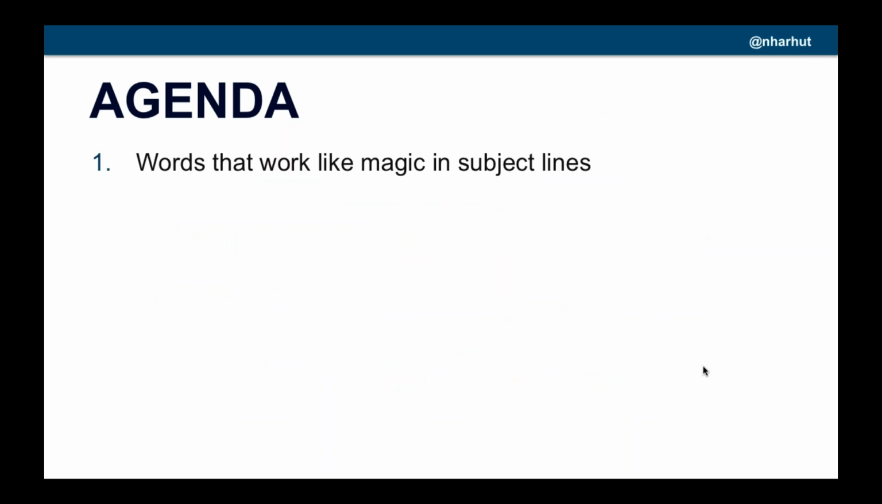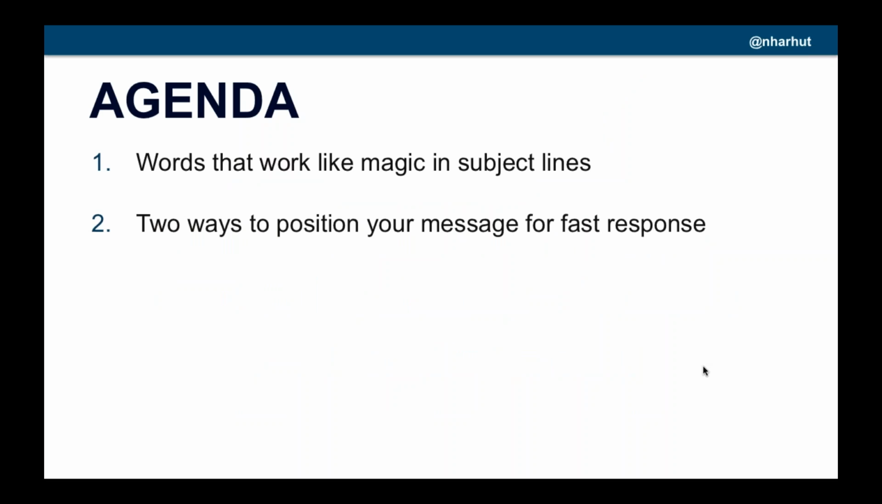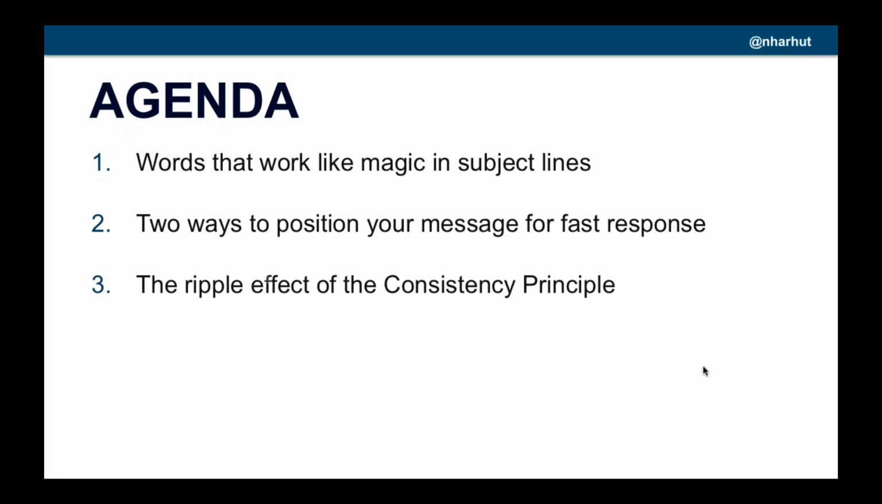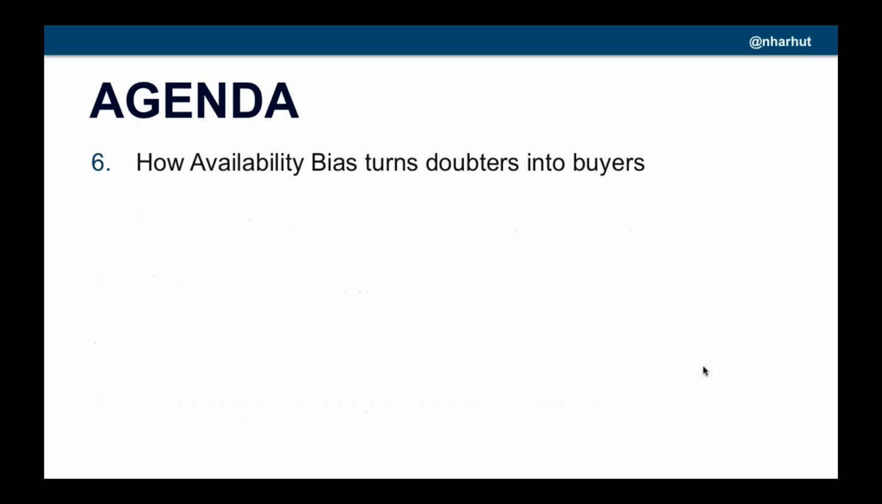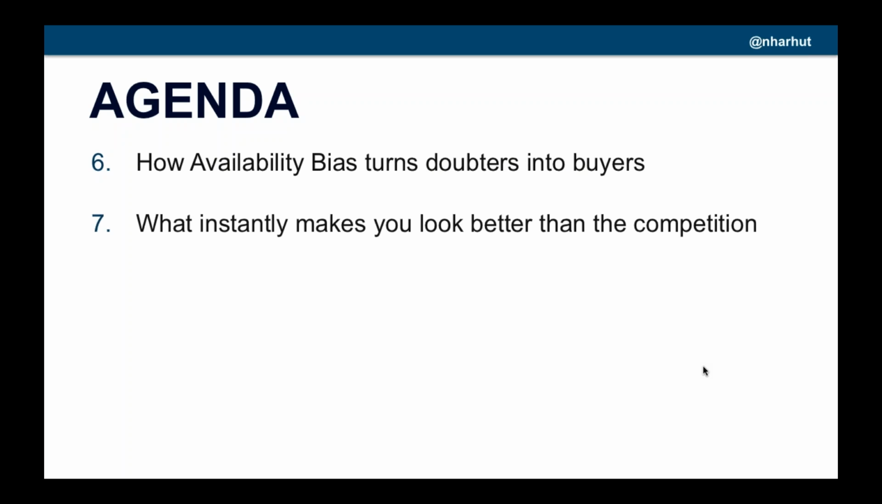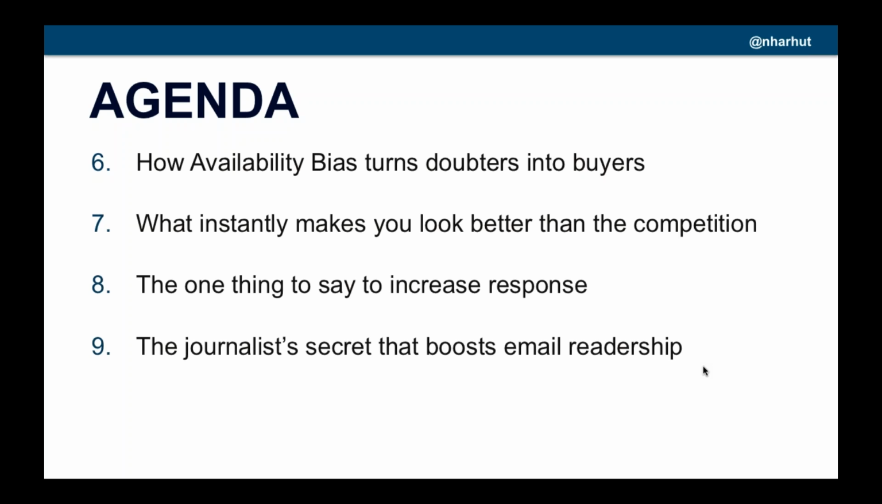So for today's agenda, we'll be covering words that work like magic in subject lines, 2 ways to position your message for fast response, the ripple effect of the consistency principle, why you'll sell more using social proof, when negative can deliver positive results, how availability bias turns doubters into buyers, what instantly makes you look better than the competition, the one thing to say to increase response, the journalist's secret that boosts email readership, and finally, which days are best for success, and that's not going to be what you think.